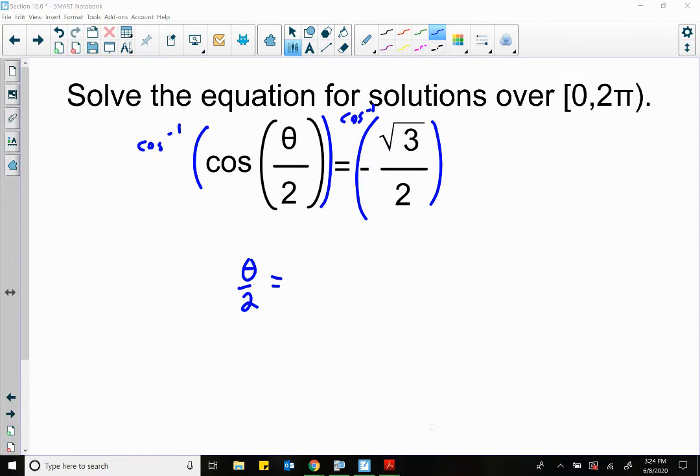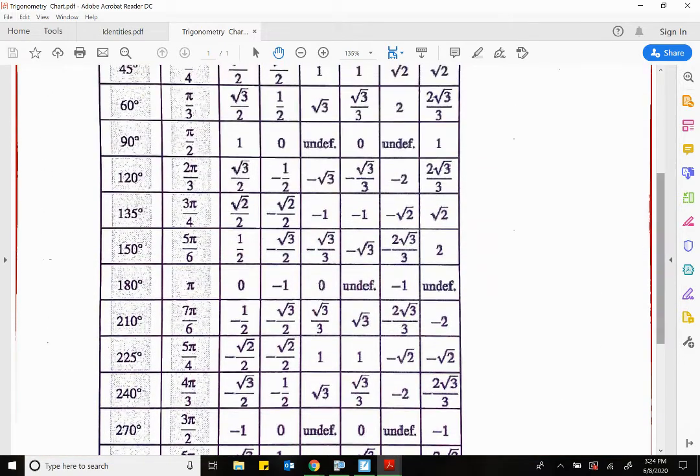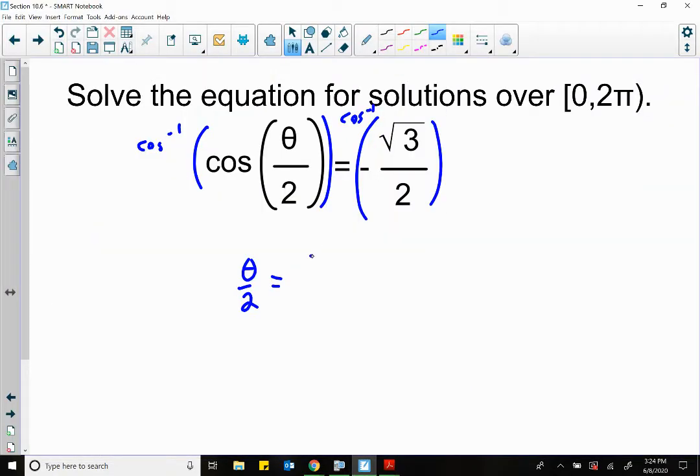So we go up into our picture. Negative square root of 3 over 2, there's one of them. So 7 pi over 6. And the other one, negative square root of 3 over 2, 5 pi over 6. So 5 pi over 6, 7 pi over 6.